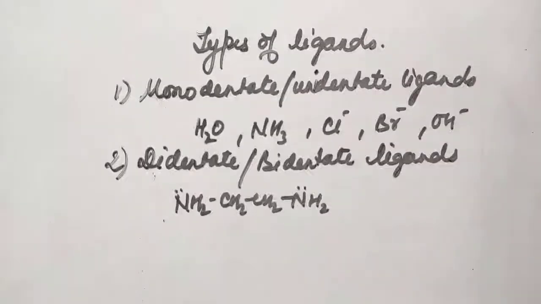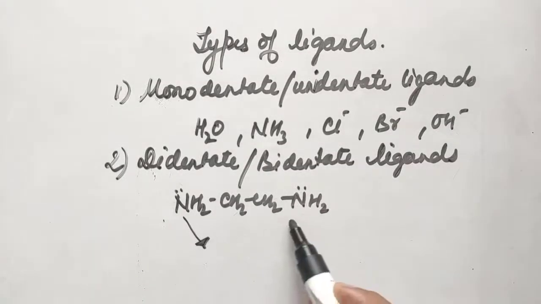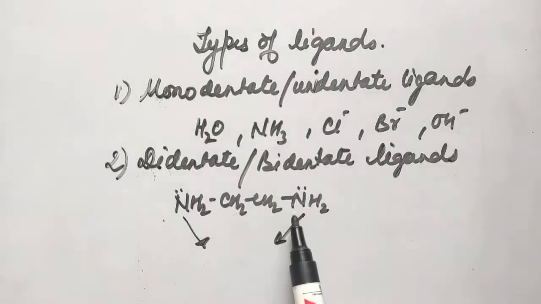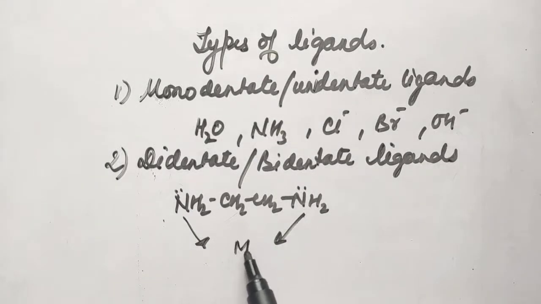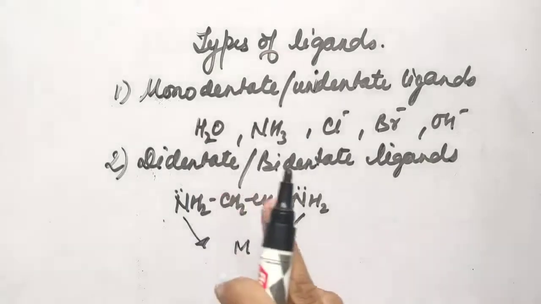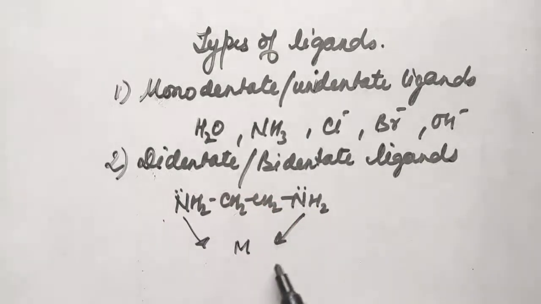The second is the bidentate or didentate ligands. These ligands have 2 coordinating atoms within the same molecule. So they can donate both lone pairs, from different atoms, to the central metal atom. When this donation of electrons happens, they form a closed structure.